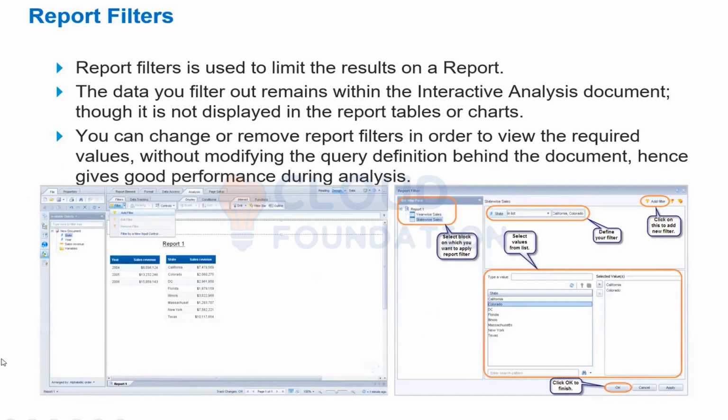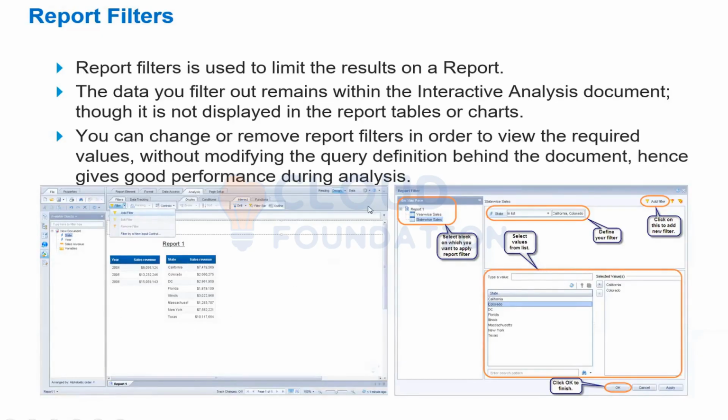The combination of these report tabs is called a Web Intelligence document. We say it as a report, but to say it clearly, the total report is called a document, and each tab is a report. A report filter is used to limit the results on a report. The data you filter out remains within the interactive analysis document, though it is not displayed in the report table.